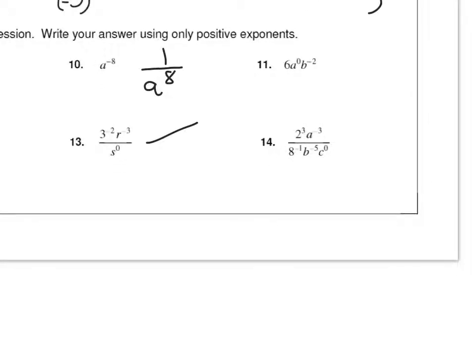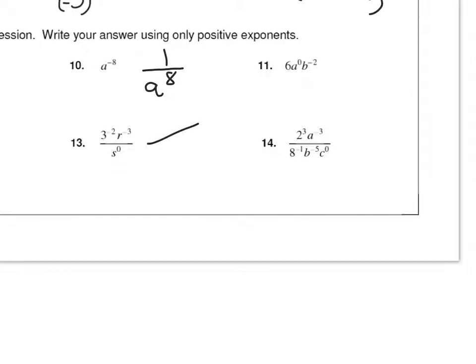Okay, the easiest way to deal with something like number 11 is go ahead and just split it apart, and let's look at what we're dealing with. Because what we're really dealing with here is 6 times a to the 0 power times b to the -2. So all I did was just split it into its 3 components. Now let's draw our line and start dealing with everything.